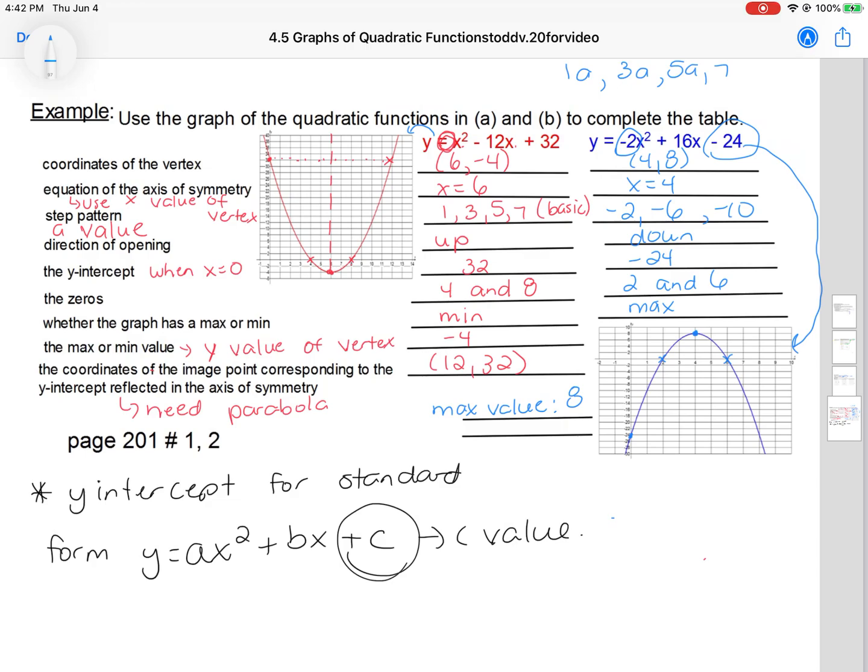And then when you're looking for the symmetrical point, you're trying to find where it's symmetrical. So the y value will be -24. And you're looking for what's the x value for that? So it's 8 and -24. So this one for sure, like this last part here, you definitely need the parabola.